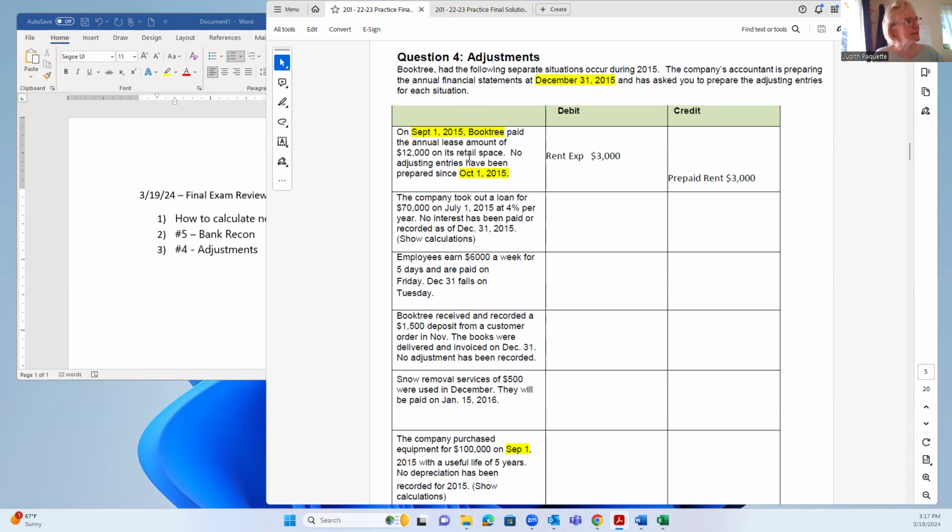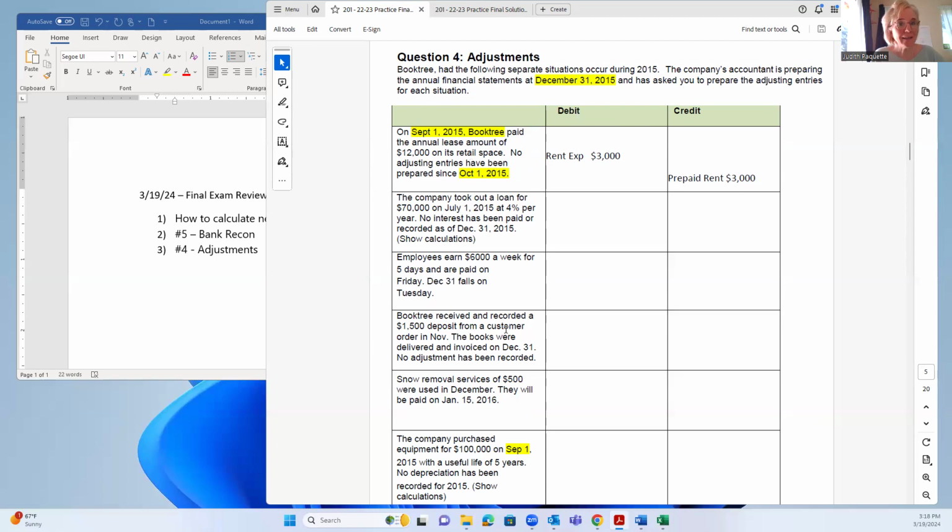So in this case, this was a prepaid. The company Booktree prepaid for their lease for $12,000 for September. No adjusting entries have been made since October 1st. So now it's December 31st and 3 months have gone by: October 1st to October 31st, November 1st to November 30th, and December 1st to December 31st. So you have to figure out the monthly rent and multiply it by the 3 months: rent expense, prepaid rent, okay? So we'll go down here to the one you're asking about.